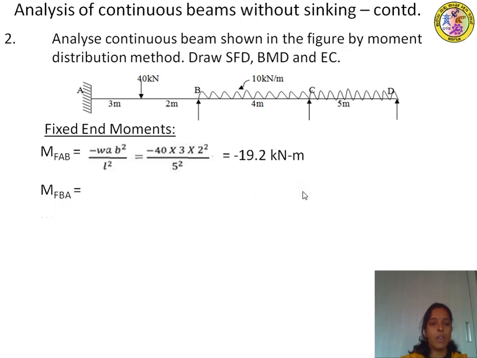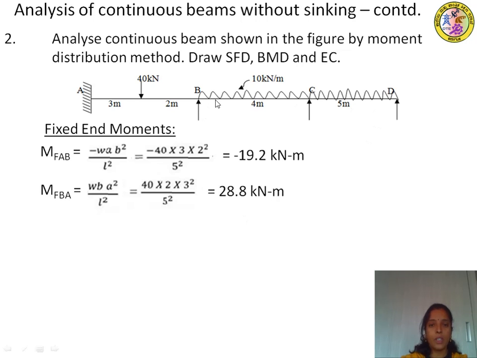Next, MFBA is calculated by using WBA square by L square. Again the same values are substituted here. W is 40, B is 2 meter and A is 3 meter, 3 square by 5 square. So that will be 28.8 kilonewton meter.